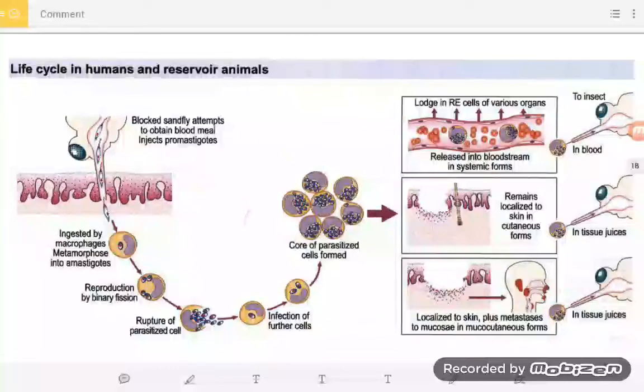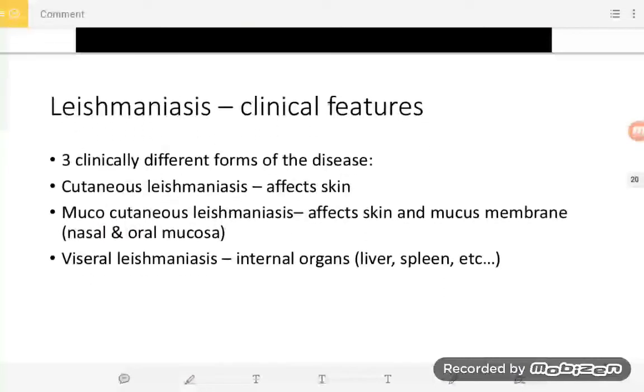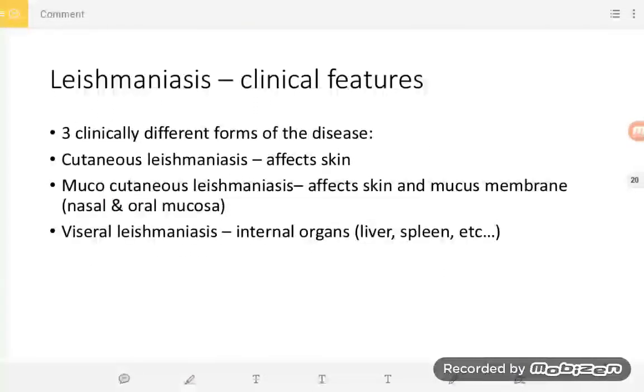Right, we already discussed this more and more. Now the clinical features. According to the clinical features, we can divide into three: cutaneous leishmaniasis, which affects the skin; mucocutaneous leishmaniasis, which affects the skin and mucous membrane, especially nasal and oral mucosa; and the third one, visceral leishmaniasis, which affects internal organs, for example the liver and spleen. So according to the clinical feature, we can divide into three: cutaneous, mucocutaneous, and visceral leishmaniasis.